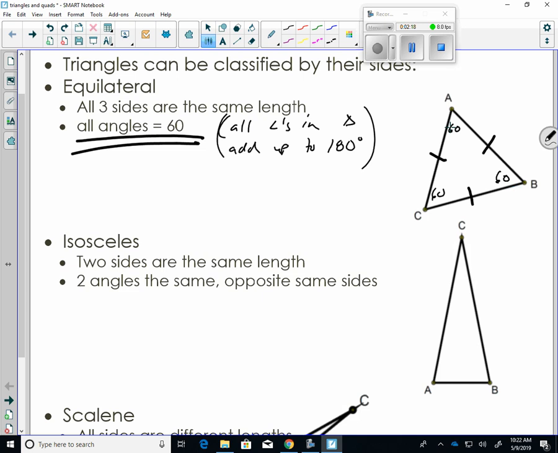So where would I put my little pen marks here? A, C, and B. Exactly, right? You can see those guys there. Those guys are the same. Now in an isosceles triangle, there are two angles the same and they are opposite the same sides. So the rule is: angles opposite equal sides are equal.